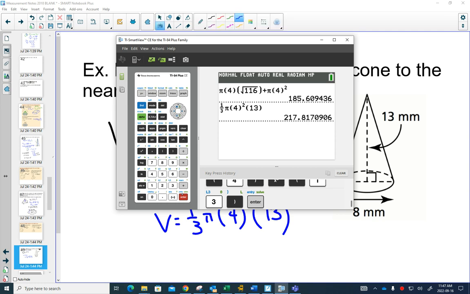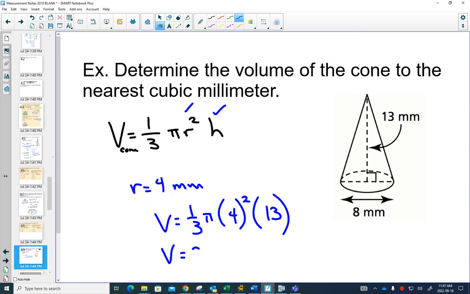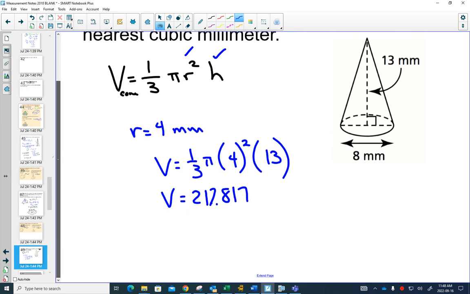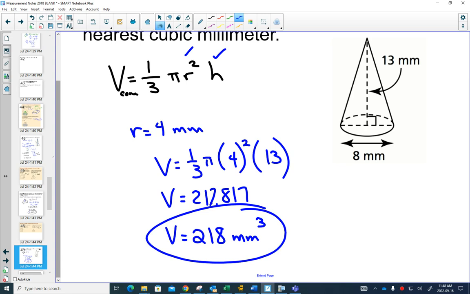If you have a scientific calculator, you should be able to type this in all at once as well. 1 divided by 3 times pi times 4 squared times 13. And we get 217.817. And it says to the nearest cubic millimeter. So I can round and include my units, circle my final answer.